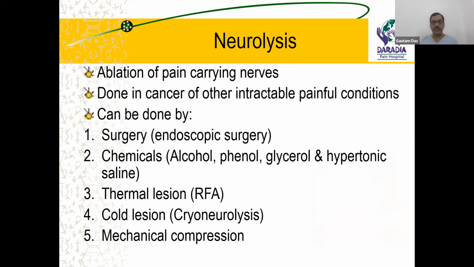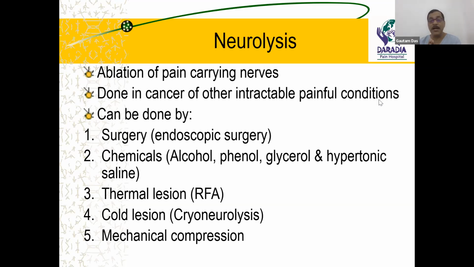Before going to the radio frequency, first I'll be talking about what is called neurolysis. Neurolysis means you are ablating the nerves, right? So you are ablating the nerves for why? For what purposes? What are the indications? Why are you going to ablate the nerves? The most important reason for ablation of the nerve is that you're ablating the pain-carrying nerve to give good analgesia, to give pain relief. That is the most important indication for doing a neurolysis or ablation of nerves.